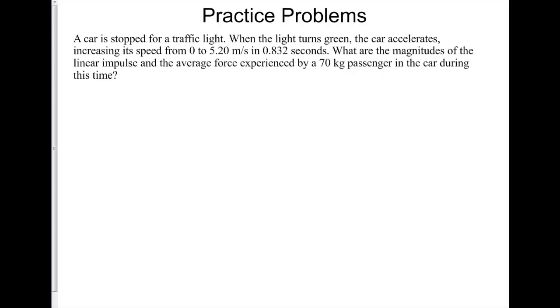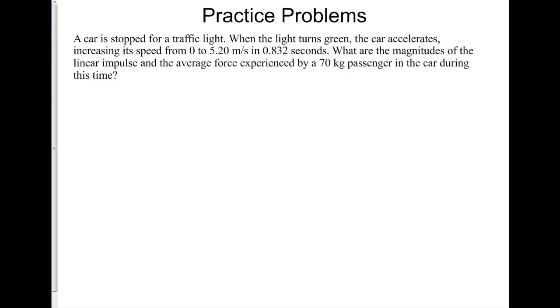Okay, let's look at this third problem. We have a car that's stopped for a traffic light. When the light turns green, the car accelerates, increasing its speed from 0 to 5.2 meters a second in 0.832 seconds. What is the magnitude of the linear impulse and average force experienced by a 70 kilogram passenger in the car during this time?